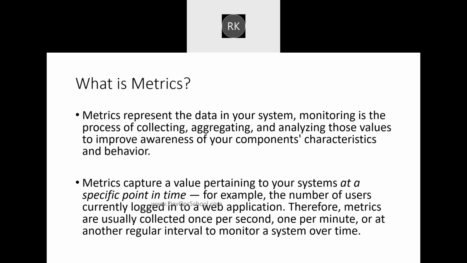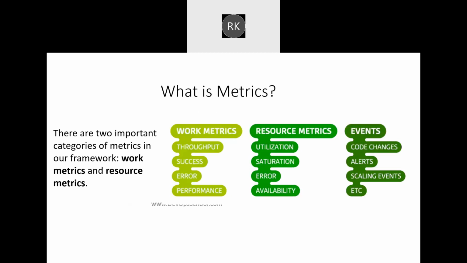So what are metrics? I think more or less we understand by now, but I'll put it this way. Metrics are collected from the system, applications, and the infrastructure, like Linux metrics, Windows metrics, Apache metrics, MySQL metrics, Docker metrics, Kubernetes metrics, all of this. There are different kinds of metrics: work metrics, resource metrics, and event metrics. Work metrics means you get throughput information, success rate, error rate, and performance. Resource metrics means utilization, saturation, errors, and availability.